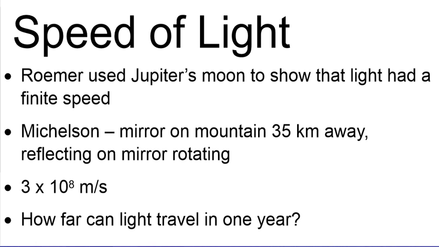Now, the speed of light. If you remember from the last unit, it's 3 × 10⁸ meters per second. The way we measured this was through a number of very interesting experiments. We were able to use Jupiter's moon to show that light had a finite speed, based off of where Jupiter was relative to the Earth and the Sun. At different points in time, we would be at different distances, and when we would see the moon come around Jupiter, we would have a different amount of time.